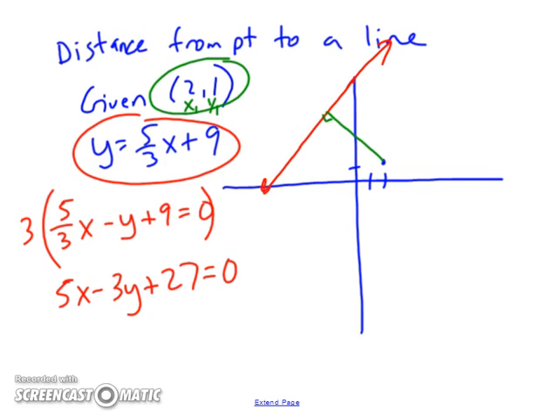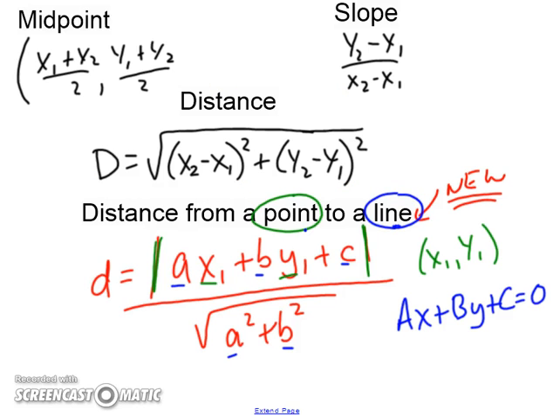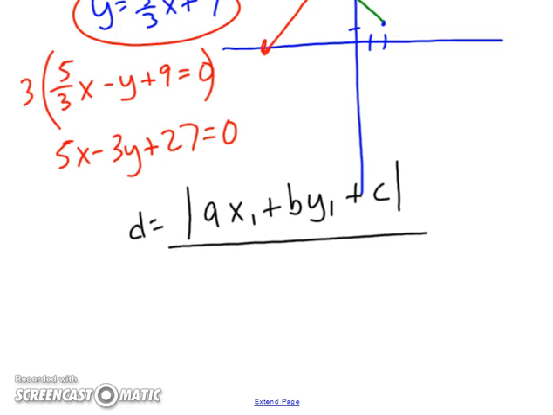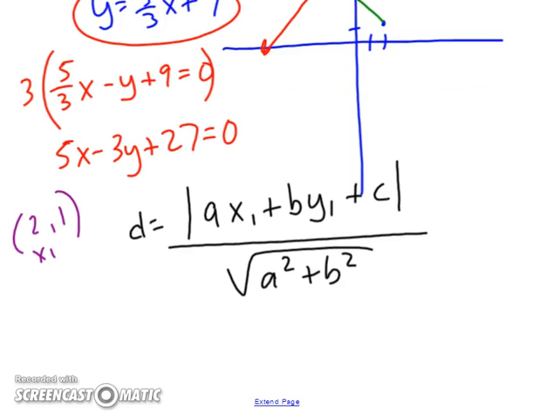So now if we recall our new formula, I will copy it down over here. We bring back our ordered pair of (2, 1). This is our x1 and y1. And then we have our a, our b, and our c. So once we have the formula, all we are doing is plugging things into the formula.